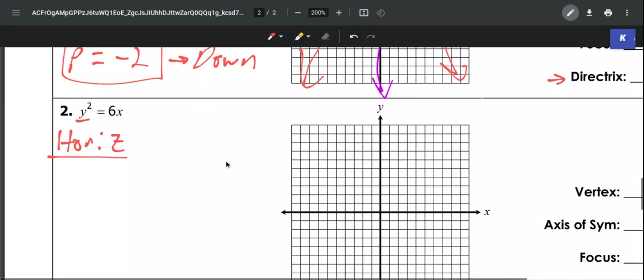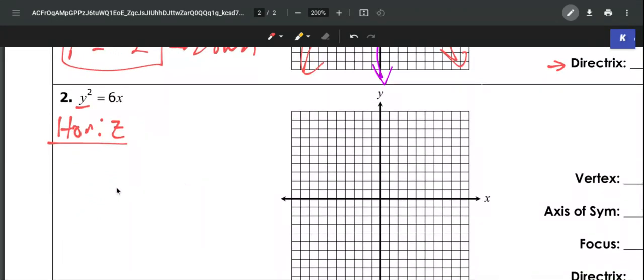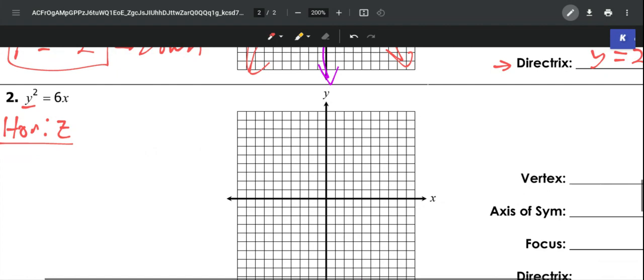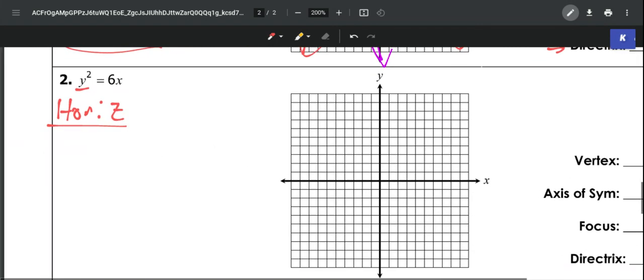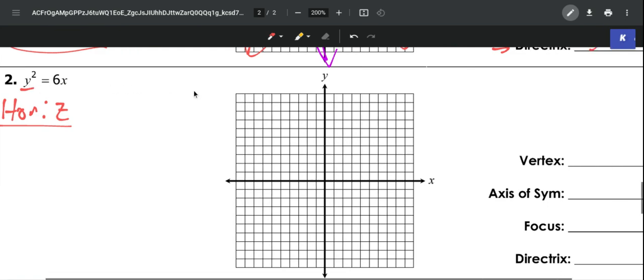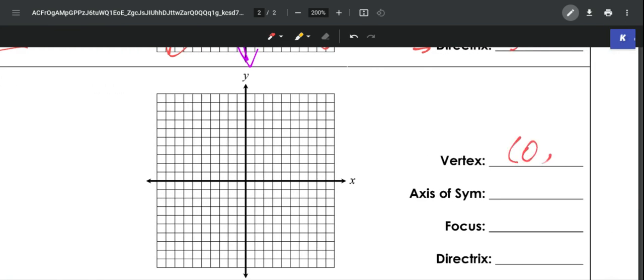So then we've got to find our vertex. We need to graph our vertex first. So our vertex is going to come from the parentheses that are with y and x. We don't have parentheses here, so that means my vertex is (0, 0).